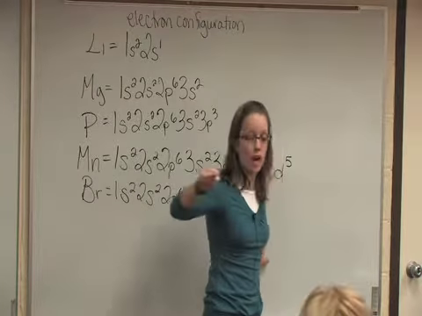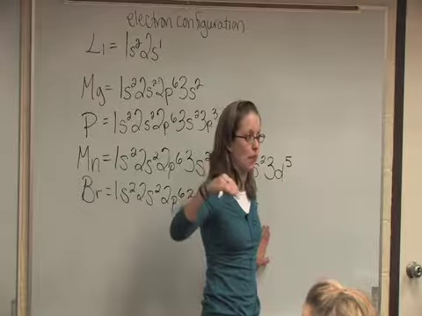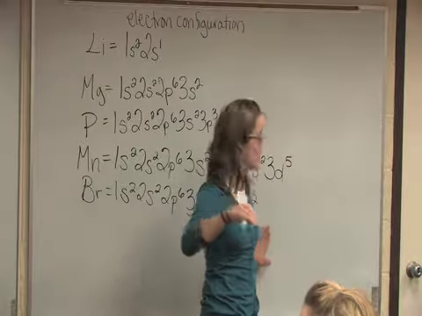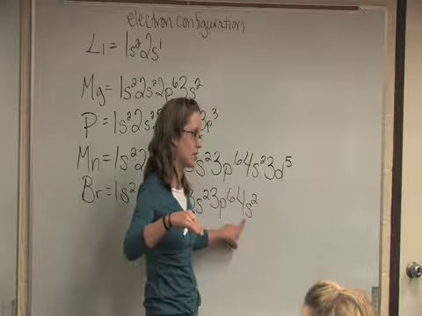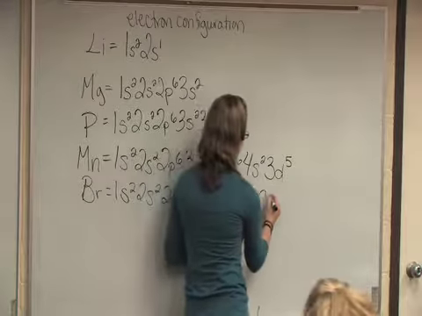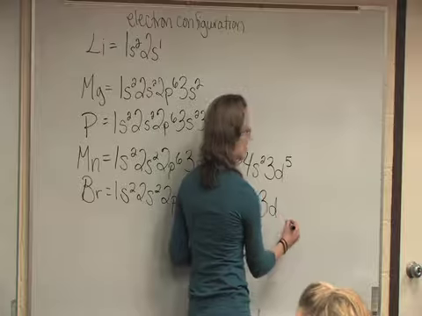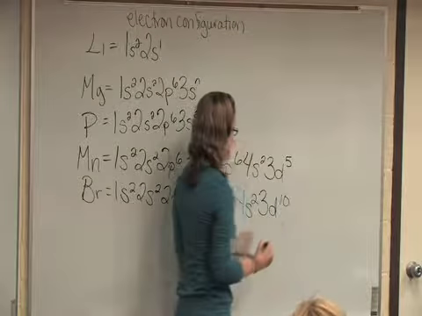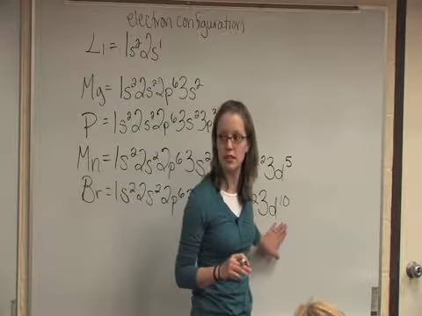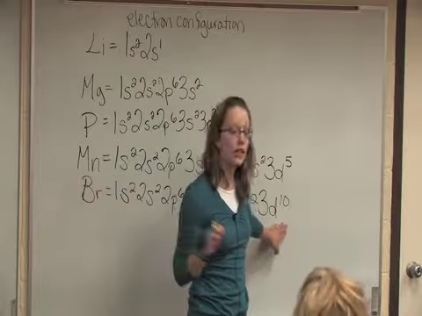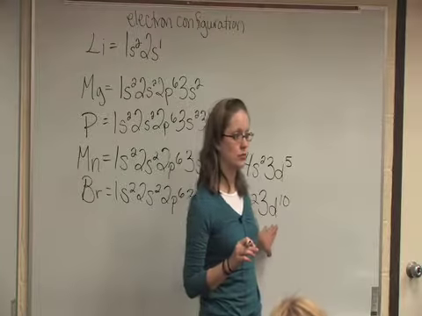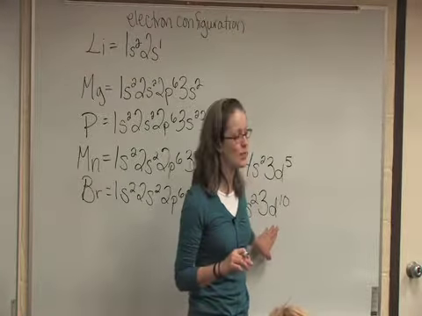You still keep going across, but it's the energy level that drops. So now it's energy level 3. It's not 4, I'm going back to 3. 3, D, 10. There's 10 squares in the D section. What element am I right now? Zinc right now.